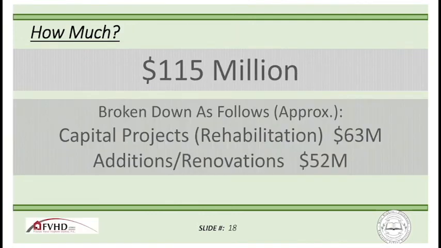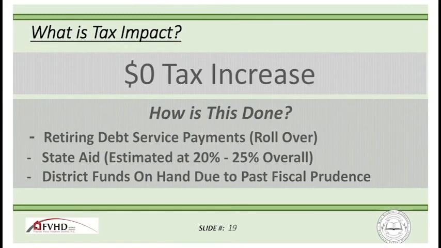It's $115 million. It's a large number. It can be a scary number. There's rehabilitation and renovations in that. But here's what we're planning to do, a zero tax impact. So we're talking about a $115 million referendum for zero tax impact. So the question then becomes, how do you do that?